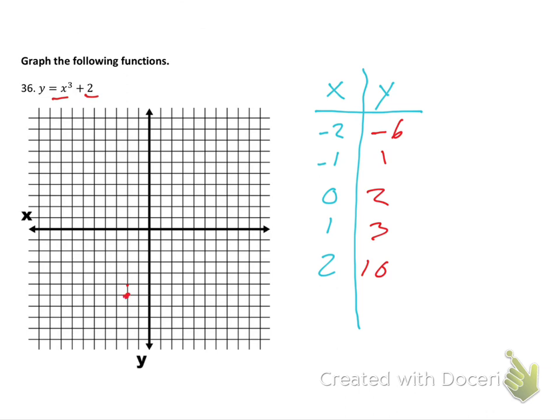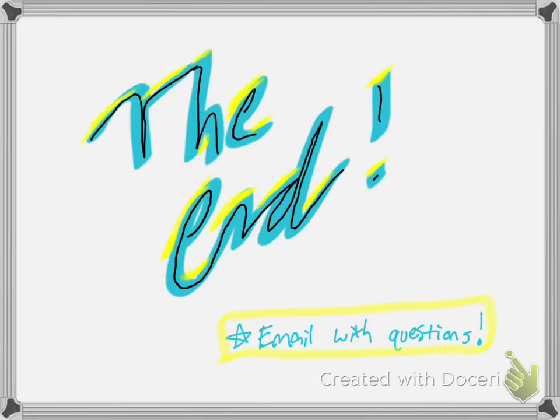And then I would do -1, 1. Then I would do 0, 2. Then I would do 1, 3. And then I would do 2, 10, and go up. And then I would draw this line in here with my arrows.